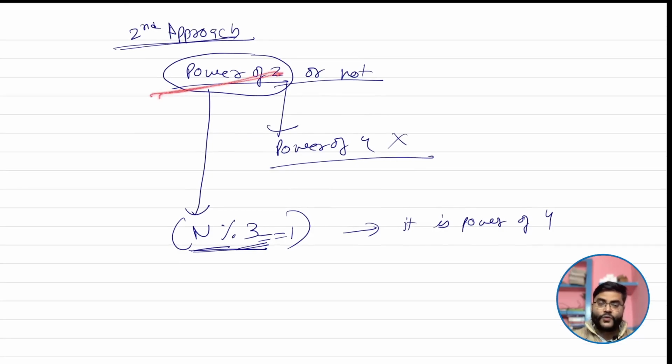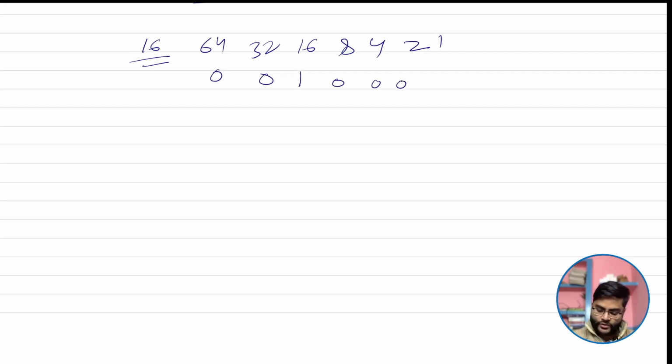So this is a simple algorithm. First check if it is a power of 2 or not. If it is a power of 2, it will have only one set bit. If it is a power of 2, then check if number mod 3 equals 1. Let's take one example, 16. On the number line you can write 1, 2, 4, 8, 16, 32, 64, like this. The bits will be 0, 0, 1, 0, 0, 0, 0. Now check if it is a power of 2. Yes, 2 raised to the power 4 equals 16, right? So yes, it is a power of 2.